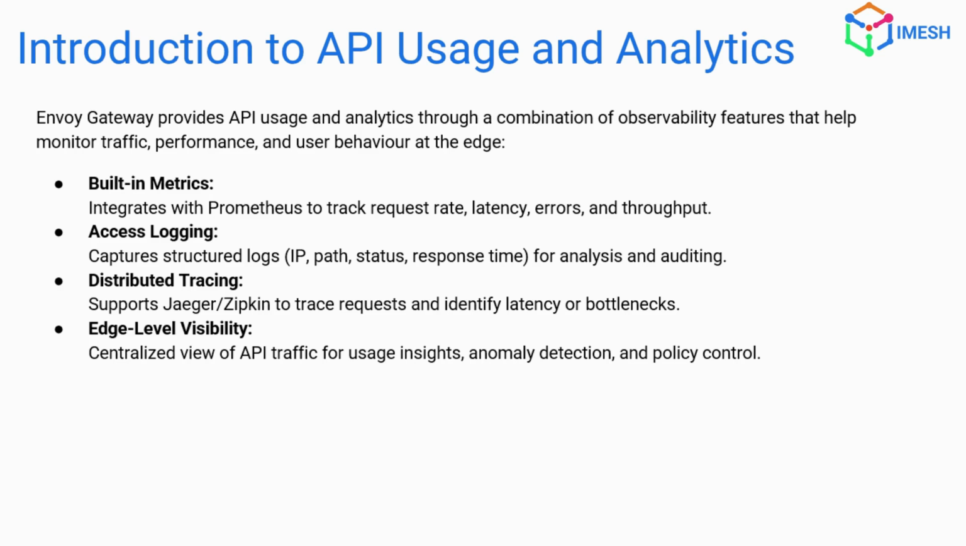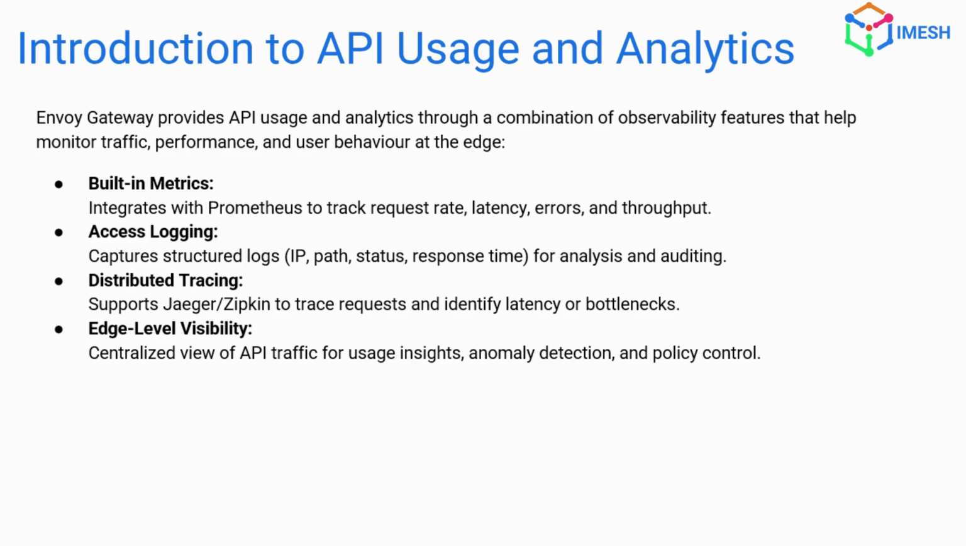Then, access logging. Envoy Gateway generates structured logs for every request and response. These logs include information like client IP, request path, status codes, and response times, enabling usage analysis and auditing. Distributed tracing, with support for tracing systems, allows tracking requests across multiple services. This helps identify bottlenecks, latency issues, and service dependencies.